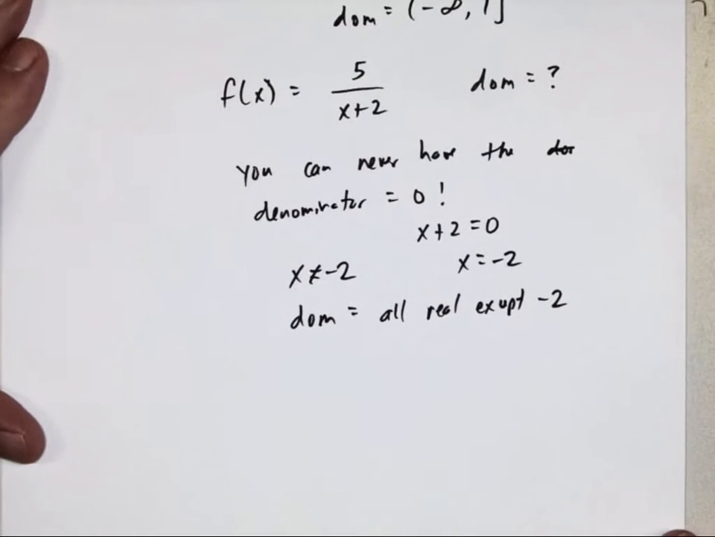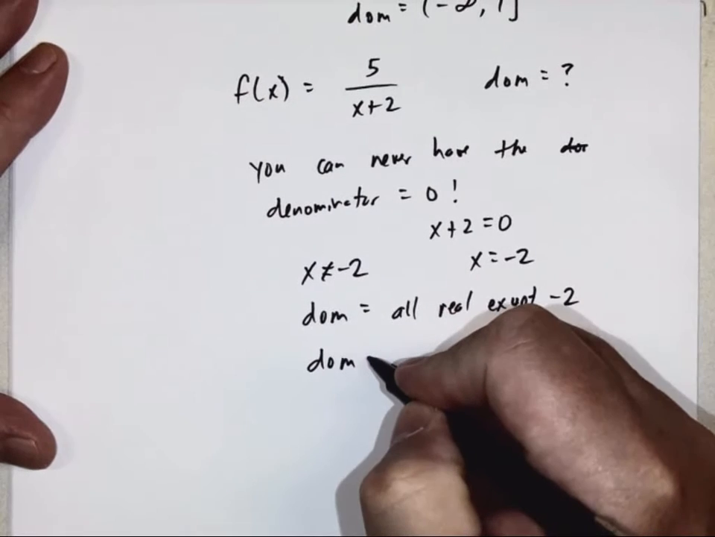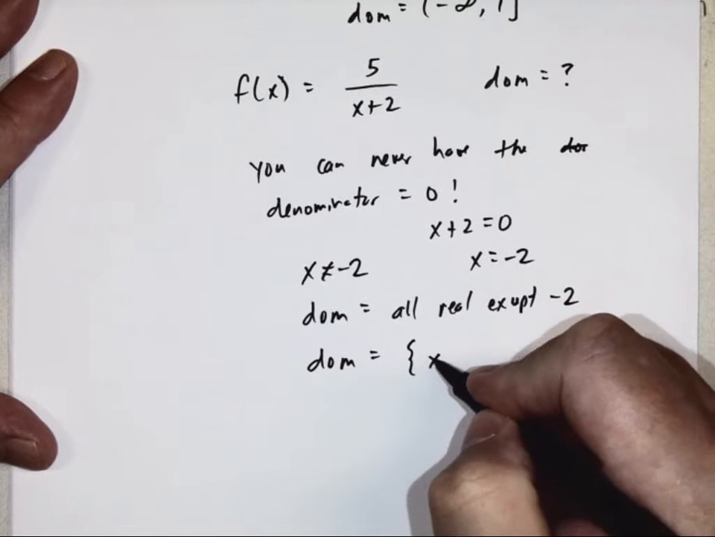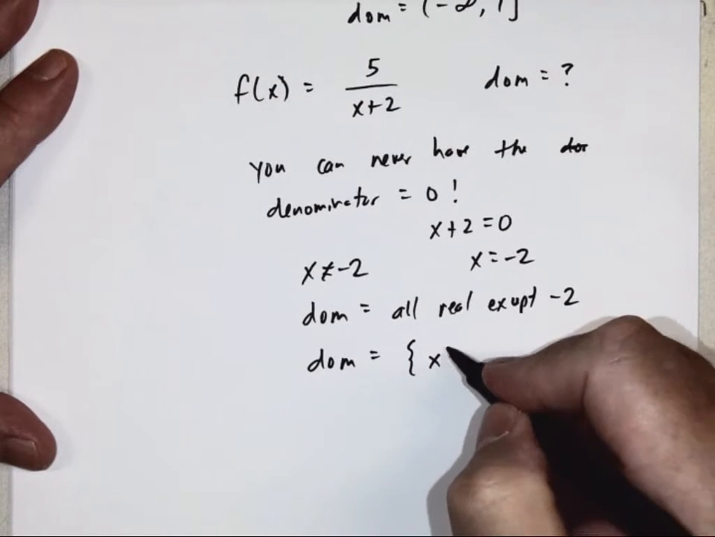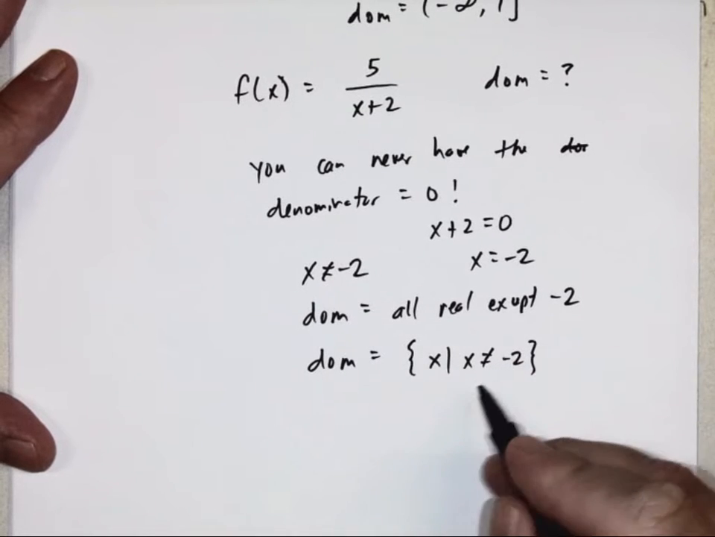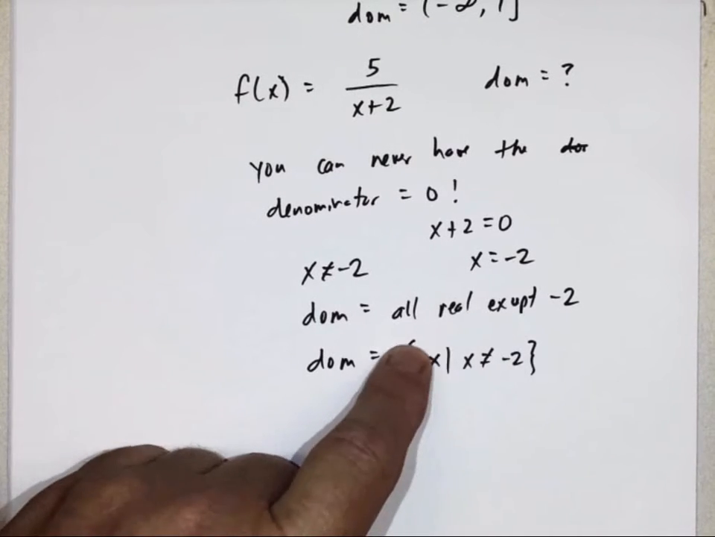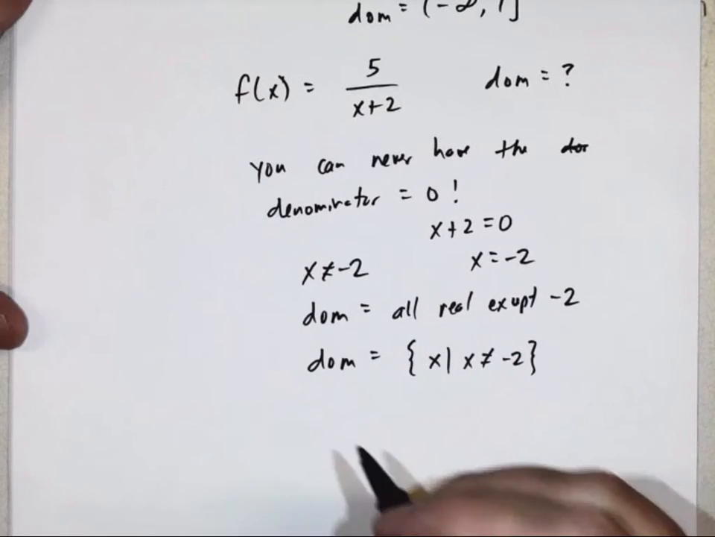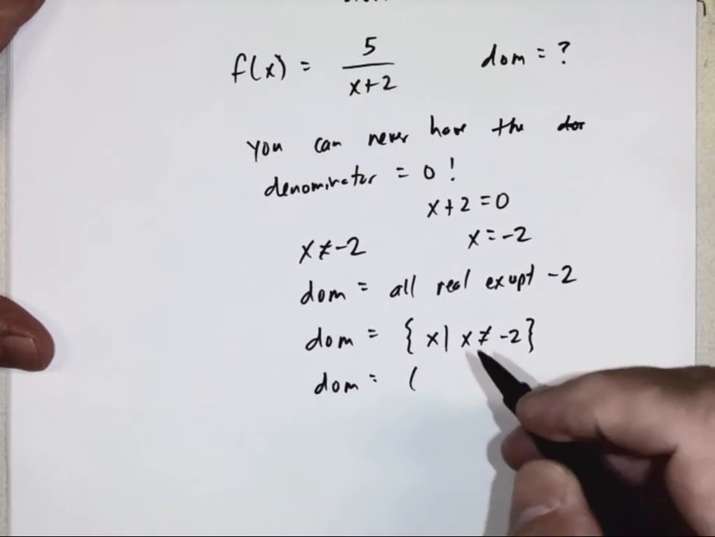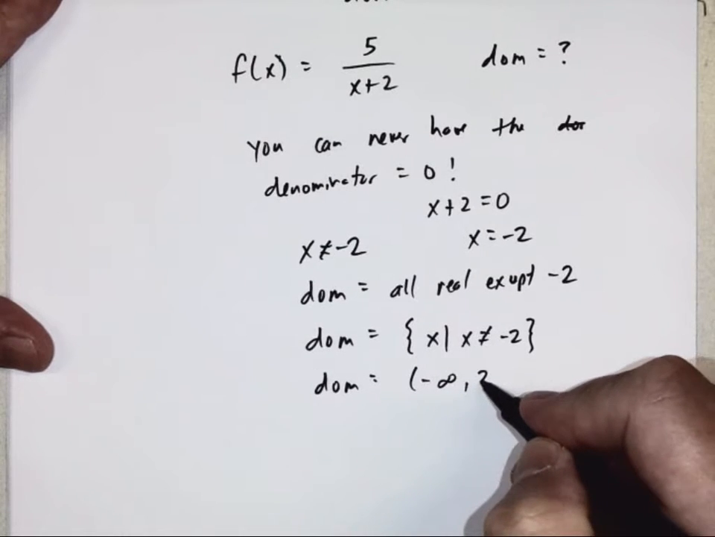Now, if I were to write that as an interval, there's actually two ways they write it. They may have you write it like this, x such that x. This is a way to say x is everything but 2. If they write it as an interval, you would say start at negative infinity and you go up to 2.